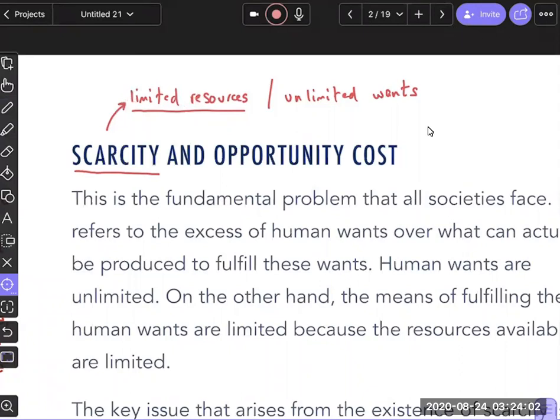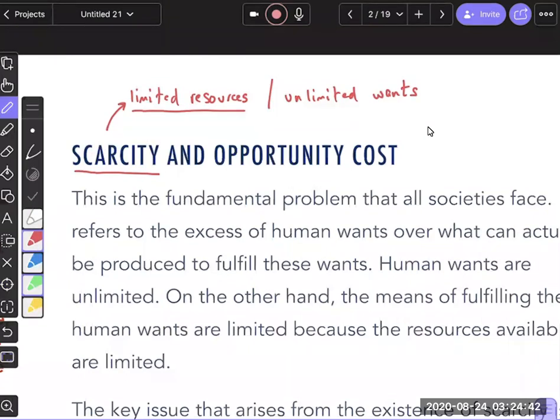Because of that limitation, there is a challenge, because we want to consume as many goods as we want. You probably want a new laptop, a new car, a new house. I need a new bike, a new cell phone, a new computer, and so on. The list goes on and on. And when we look at the means to produce those goods, those resources are limited. Because of these unlimited wants and limited resources, there is a problem of scarcity. And because of this scarcity, our wants will not be met.